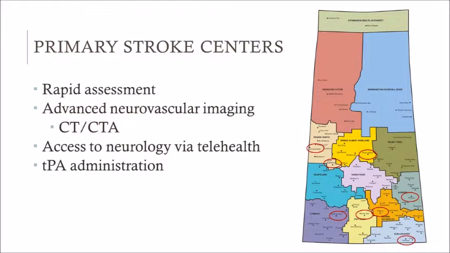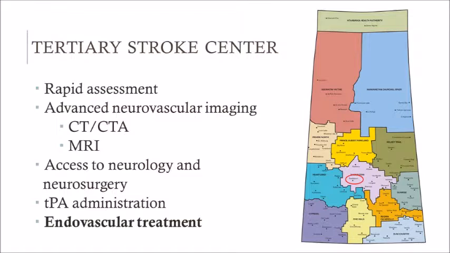There are 8 primary stroke centers in the province of Saskatchewan. A primary stroke center has a CT scanner, which allows for advanced neurovascular imaging. Once this imaging is completed, the radiologist, ED physician, along with the neurologist, can make decisions around treatment of stroke. A tertiary stroke center provides all the same care as a primary stroke center. However, it also offers the patient endovascular therapy. The only site in Saskatchewan that is a tertiary stroke center is at Royal University Hospital in Saskatoon Health Region.